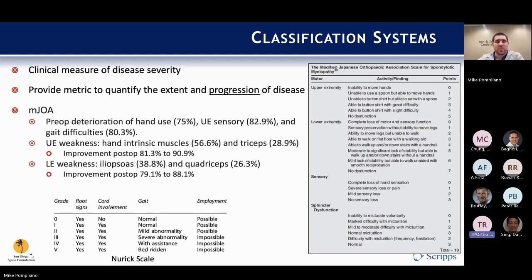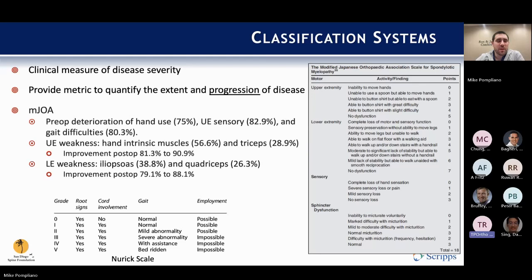With respect to the classification system, these can be used as a clinical measure of disease severity. There's two most commonly used systems, the Nurick and modified JOA. The modified JOA just translates the original JOA to be more applicable for Western countries. So it's things like using a fork and a knife instead of chopsticks, but very similar otherwise. And these can be used to provide a metric to quantify the extent, but more importantly, the progression of disease. So over time, as you're following someone in clinic, if they have a decline in their MJOA score, for example, it can be very helpful.